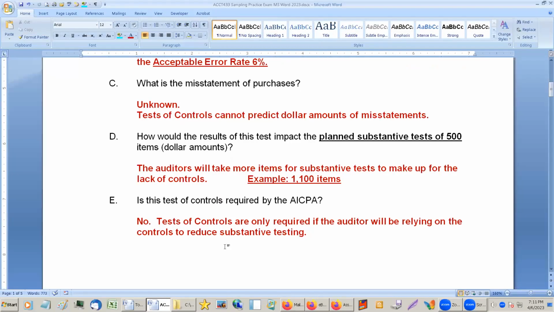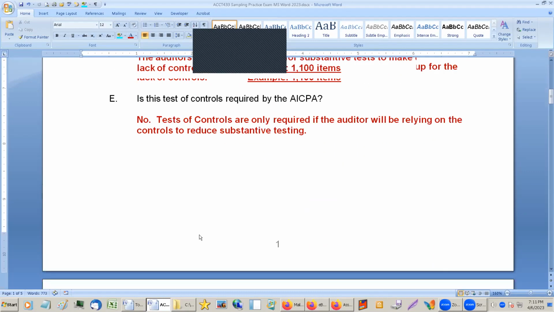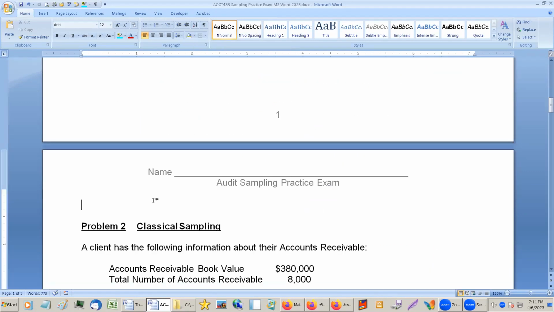Testing for the dollar amounts. So these are just controls though. And again, controls don't necessarily mean the financial statements are misstated. Okay.